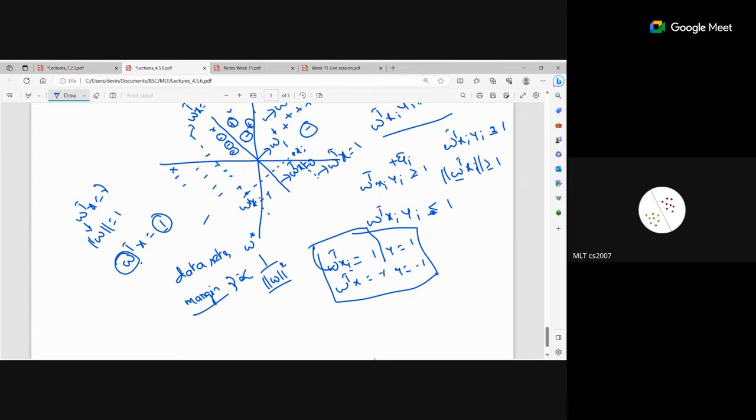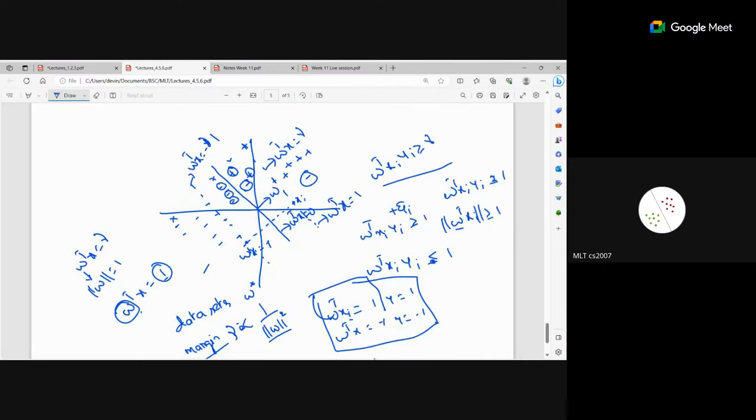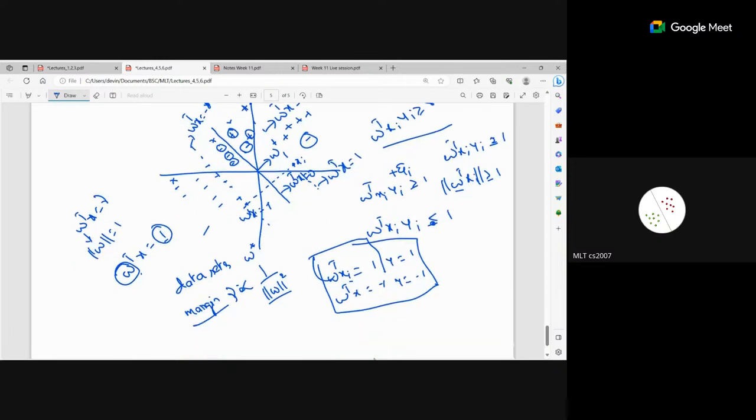When you're considering this condition of W transpose X equals minus 1 and W transpose X equals 1, the modulus of W, the length of W, is not going to be equal to 1. Clear? Okay, sir, a little bit, not that much. I don't know. You think about it.